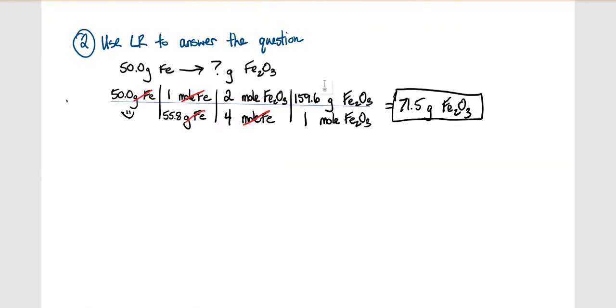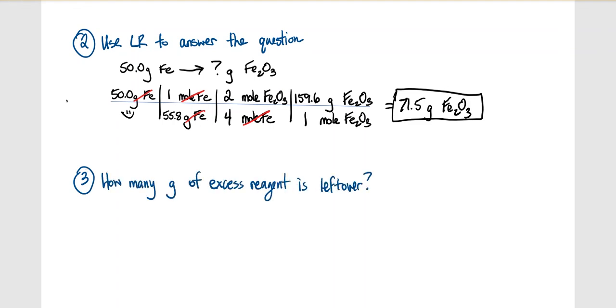Now this brings up another question. How many grams of excess reagent is left over? And that is actually the third item that we want to discuss. And for this, we're going to take our limiting reagent again, and we're going to convert to oxygen. Oxygen is our excess reactant. We want to figure out when our iron gets completely consumed, how much of the oxygen was also consumed.